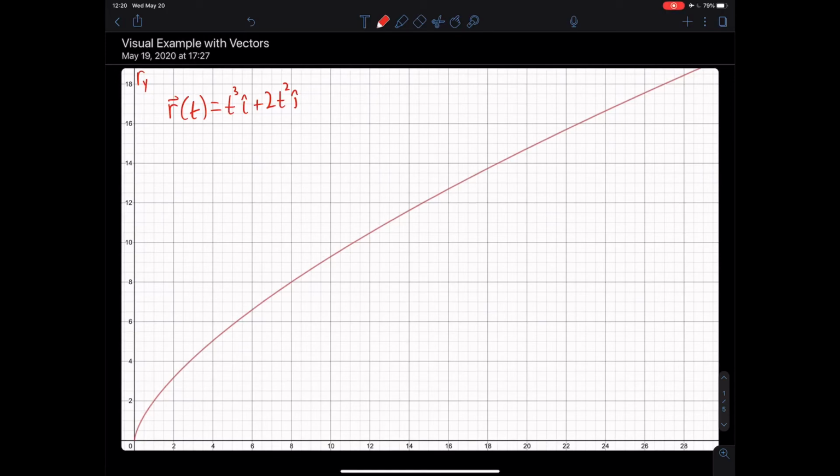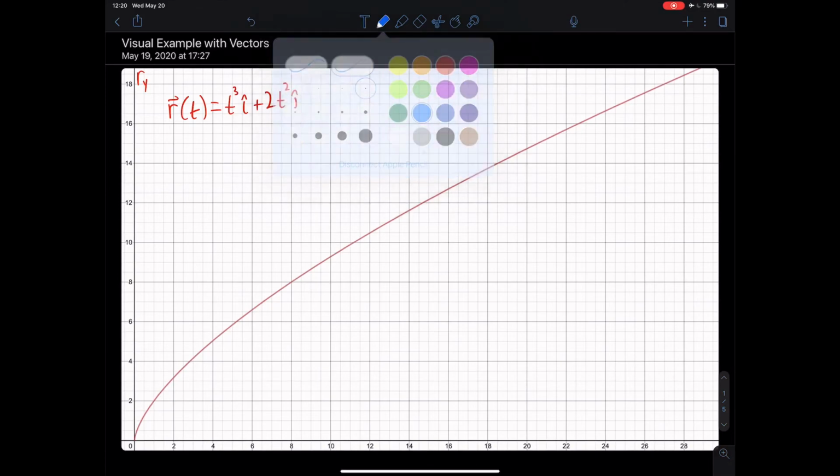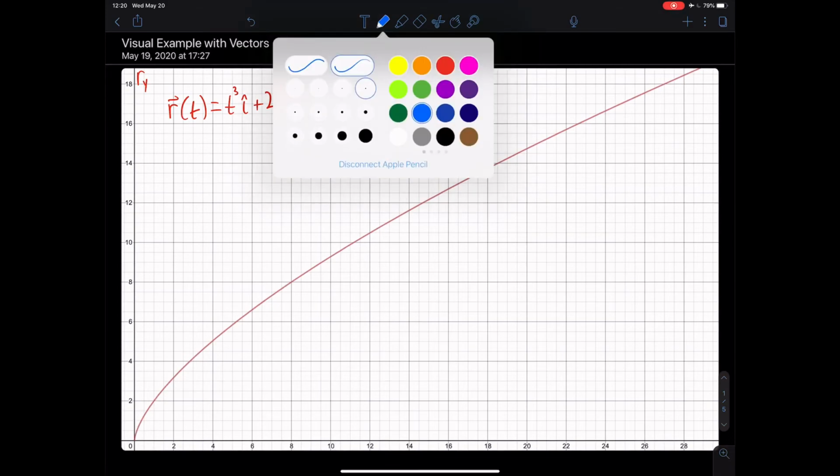Okay, so now I just want to do a visual example of calculating some of those quantities we talked about in the last video. And we're going to do the same problem a couple different ways and add a few things just to show that each way of calculating is equivalent.